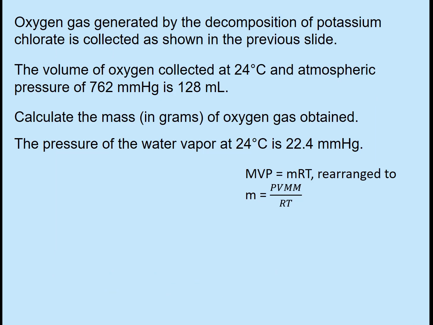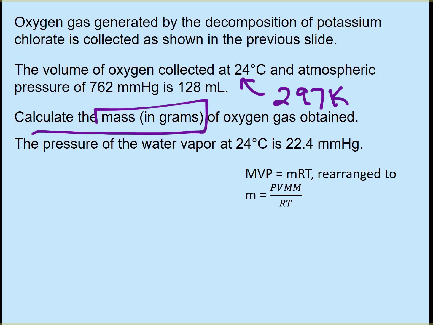So it gives us some data here. It tells us our temperature is 24 degrees Celsius, so convert that to Kelvin for when we do our gas law. So we get 297. And it says calculate the mass in grams of oxygen that's obtained. So we have the pressure of the water, and why did they give that to us? That's because we need to remember to subtract the water vapor pressure away from the total pressure. And they already have it in the same unit.